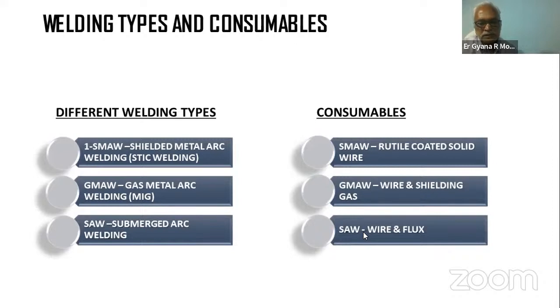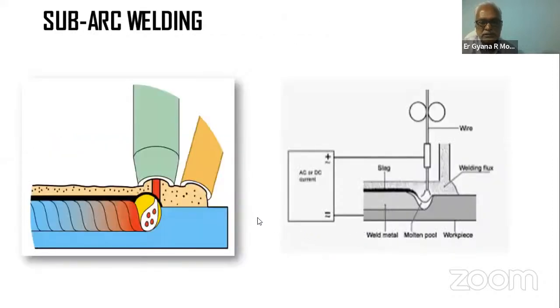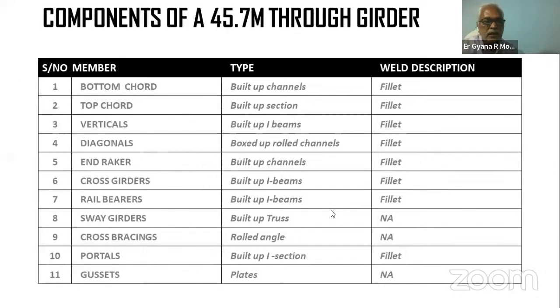Flux gives protection against corrosion, and it gives protection to the weld when it is in a very hot condition. This is the submerged arc welding process, and the flux that is used gets covered on top of the hot weld metal as a slag, and the slag is removed subsequently after the welding.